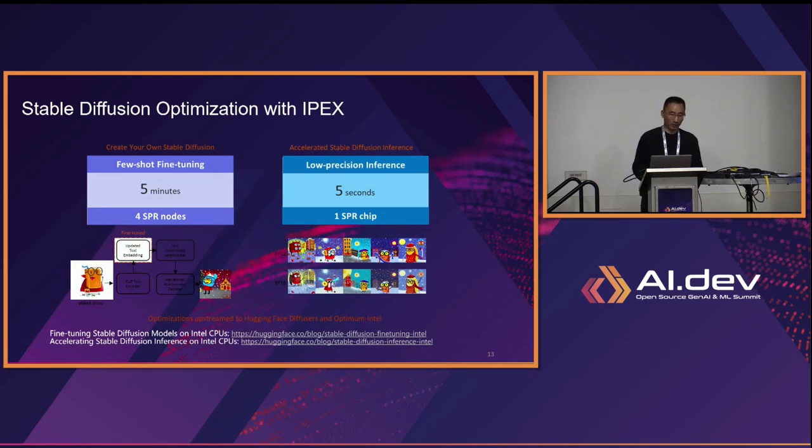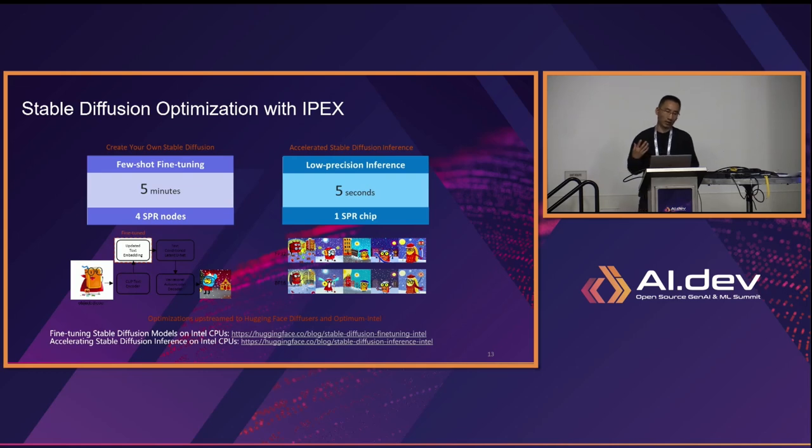And here is another data point about Stable Diffusion. We know that Stable Diffusion is a generative AI model that generates pictures from text input. Stable Diffusion can be fine-tuned to adapt to your scenario. Firstly, when we run the fine-tuning on a four-node Sapphire Rapids machine, we can do the fine-tuning in just five minutes. So it means you can even run fine-tuning several times in just one hour.